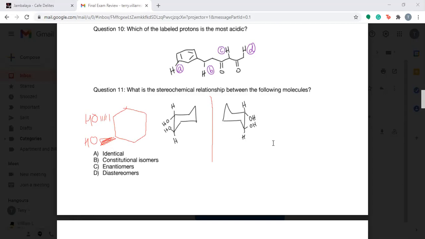This is what my two rings look like when I draw them out as flat planar molecules. So now what was the one thing I told you guys you could do? I know this is a couple units back, but what was the one thing I told you guys you could do to double check if you're unsure about something being an enantiomer or identical or whatever?